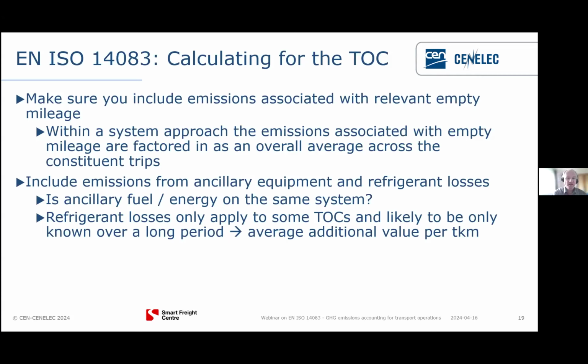It's also important to include any emissions that come from ancillary equipment, particularly if you have, say, refrigeration equipment which is being run off a separate power supply to the vehicle's engine. Also very important to capture those refrigerant losses, because although the amounts of refrigerant that are lost are relatively small, the global warming potential for those gases is very, very high. So if there were a problem, for example, with a piece of equipment, it would be important to make sure that you're identifying that, quantifying it, and using that information to take action.